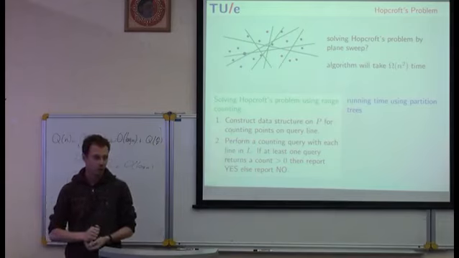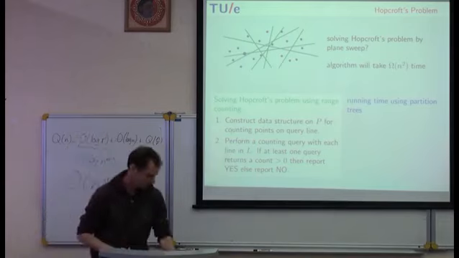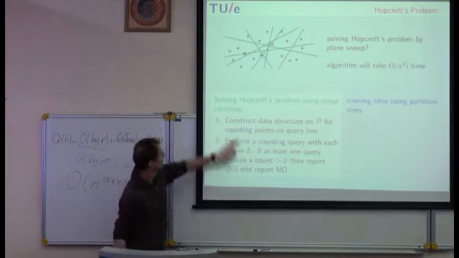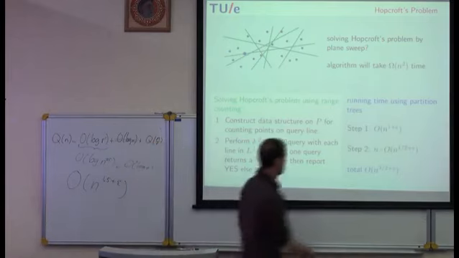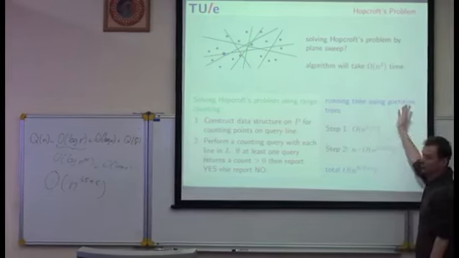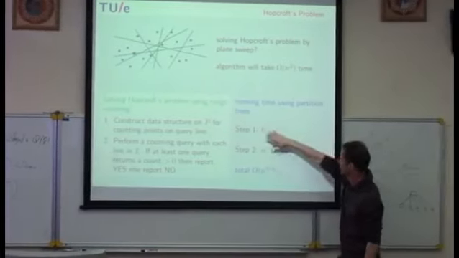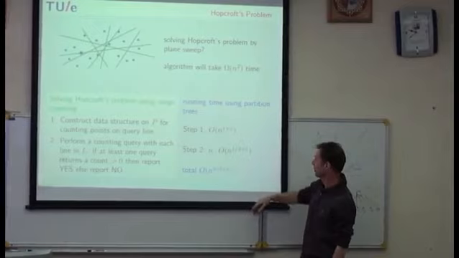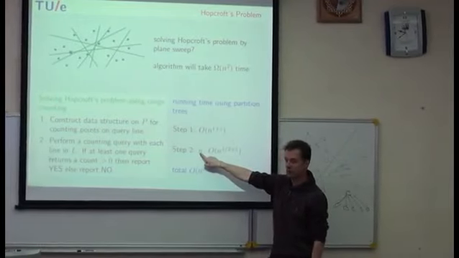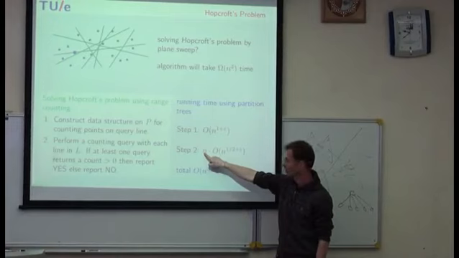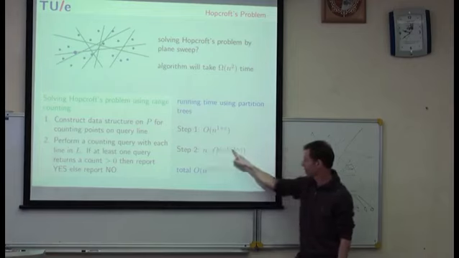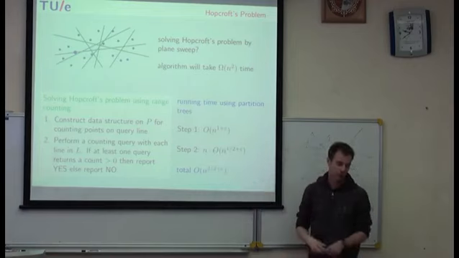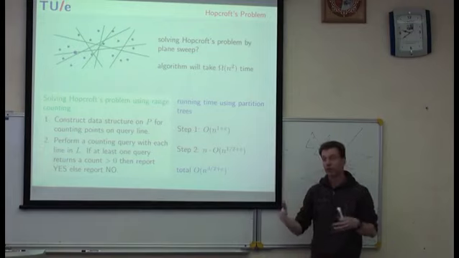Okay, so what's the running time? Well, the data structure, actually you can construct it even in n log n time if you want. So something like n log n or n to the 1 plus epsilon. And then here I do n queries. And each query is going to take me roughly square root of n time. So I get n times this, which is n to the 3 over 2 plus epsilon. Okay, so a lot faster than n squared.